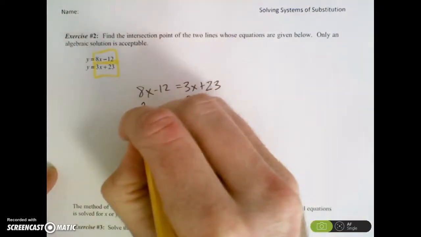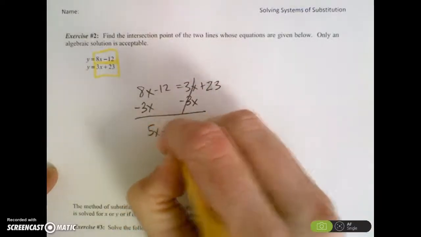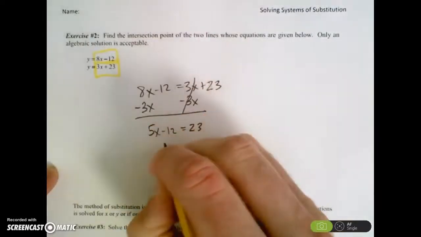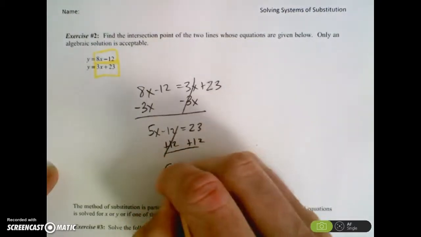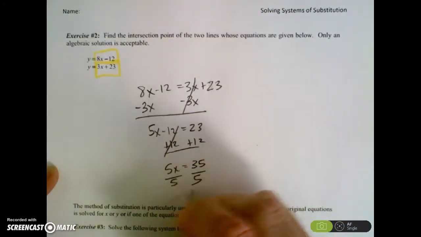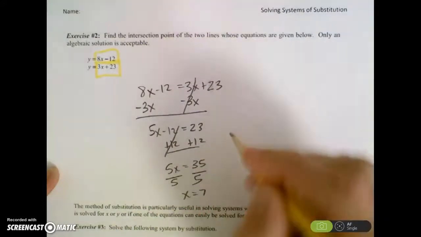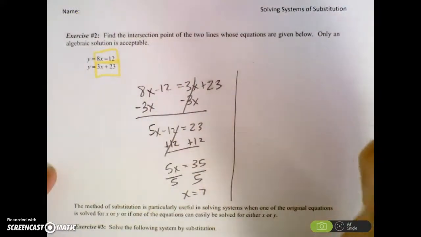So I'm going to bring the x's over here by subtracting 3x. I get 5x minus 12 equals 23. I'm going to add 12 to both sides. 5x equals 35. And then divide by 5. X equals 7. Now that you know what x is, you have to plug it back in, and you pick either one, and you'll get the answer.